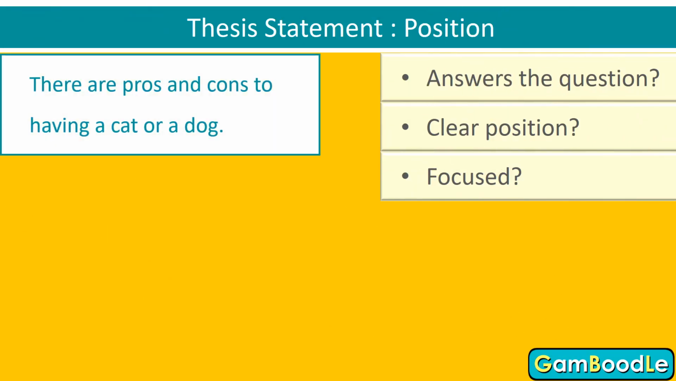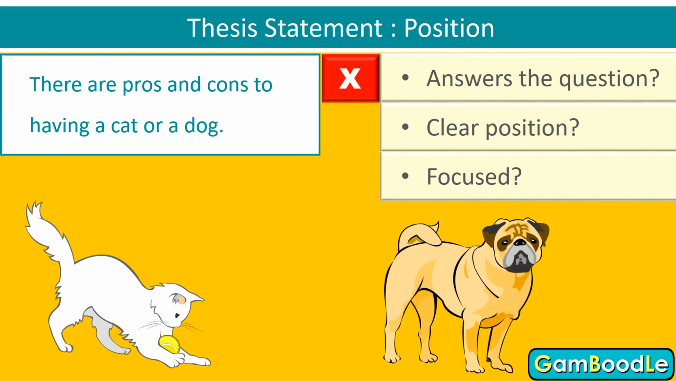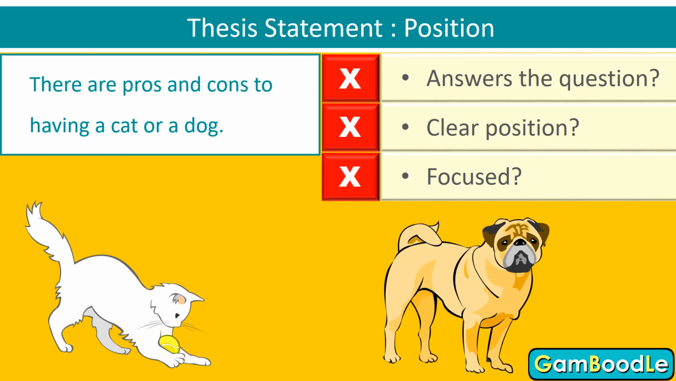There are pros and cons to having a cat or a dog. First of all, this position fails to answer the question asked. The question is asking the writer to make a choice, cats or dogs. Secondly, we have no idea what side of the fence the writer is on. Are they pro-cat or pro-dog? Finally, the position is much too general. The question is asking, specifically, which animal makes a better house pet?